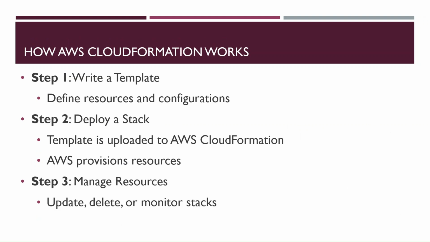Now let's see how AWS CloudFormation works. The first step is you need to write a template. With the help of JSON or YAML format, you can write the template, defining which configuration you want and which AWS resources you are going to create. So define resources and configuration.